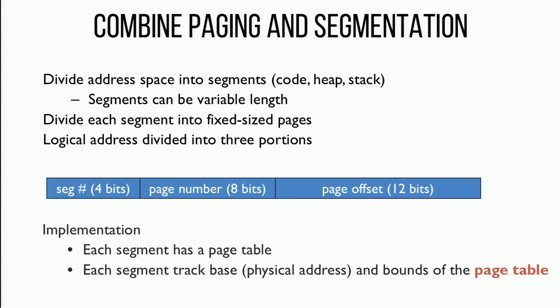All right, so we're still going to use virtual addresses and split up the bits in order to figure out what segment we're addressing and then what page within that segment we're addressing. So it's still the case like before where we have segments. Those can be variable length. You'll have your code segment, your heap segment, your stack segment. That has a certain size. And then we're going to divide up each segment into pages.